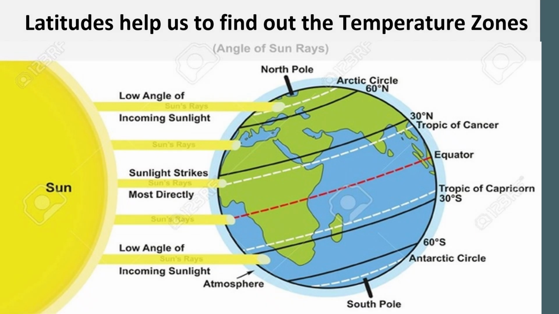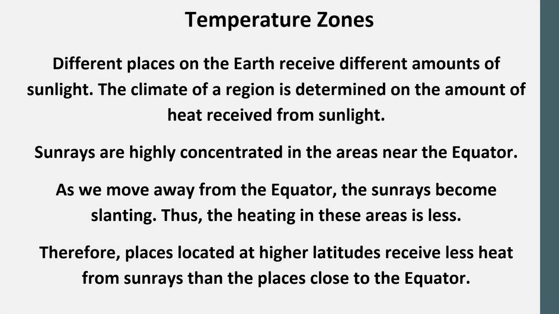Latitudes help us to find out the temperature zones. Different places on Earth receive different amounts of sunlight. The climate of a region is determined by the amount of heat received from sunlight. Sun rays are highly concentrated in the areas near the equator. As we move away from the equator, the sun rays become slanting. Thus, the heating in these areas is less. Therefore, places located at higher latitudes receive less heat from the sun rays than the places close to the equator.